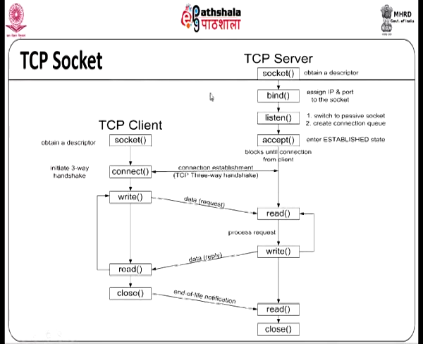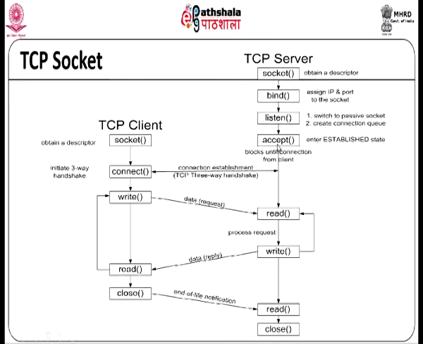So, let us quickly look at what happens on the client side and server side for a TCP socket and similarly for a UDP socket. On the TCP side we all know that initially it will be the server that starts. The server will make a socket call, which means it obtains a descriptor, and it calls a bind function. This bind function will assign an IP and a port to the socket, and it goes into the listen mode. In the listen mode, it is doing a passive socket connection. It creates a connection queue and waits for requests to come in from the other end.